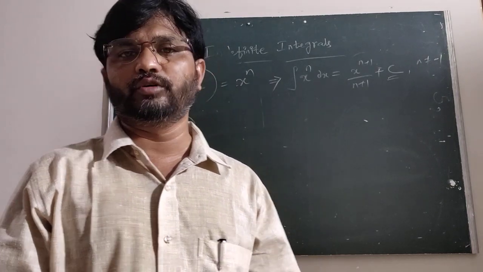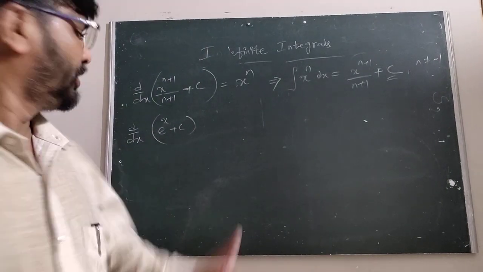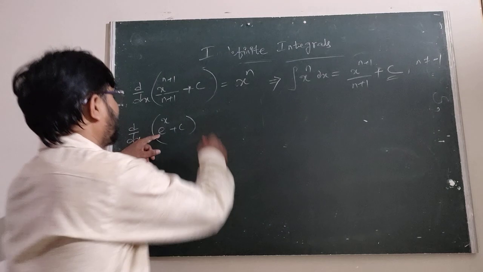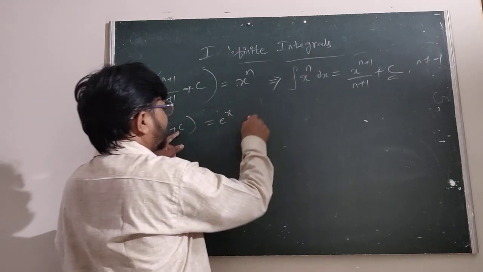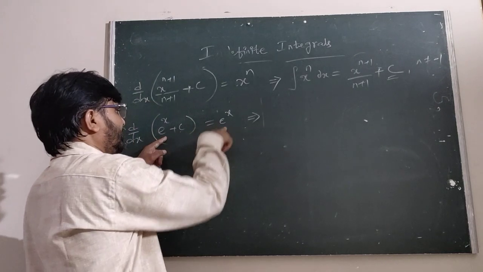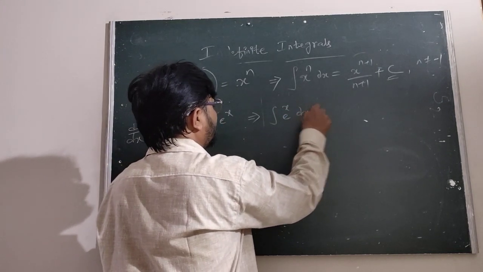In first year we know that the derivative of e power x is e power x. Here the derivative of e power x is e power x. The derivative of the constant is 0. That's why this is the integral of e power x. Now we can write this as the integral of e power x dx.